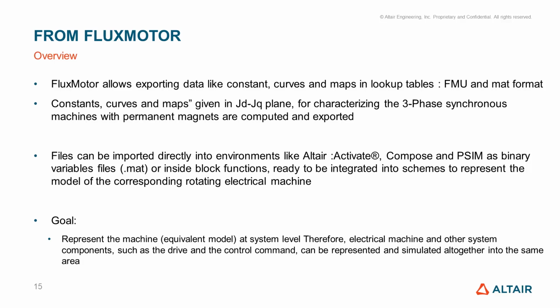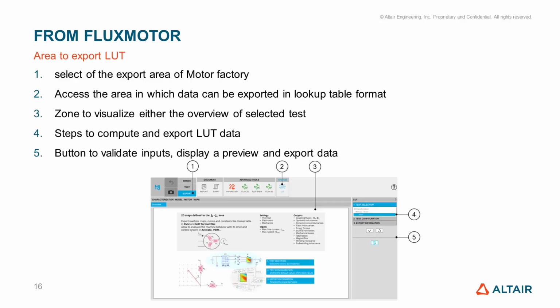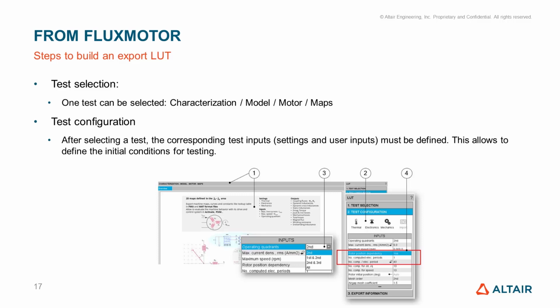the control. In Flux Motor, if the user wants to export a lookup table, he opens Flux Motor or Motor Factory. From Motor Factory, he selects the export area, and from the export area, he has direct access to the lookup. He selects the option lookup table export, and from this one, he can export the different data or the lookup table that he wants for this motor.